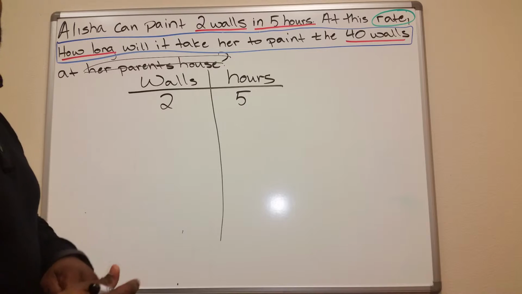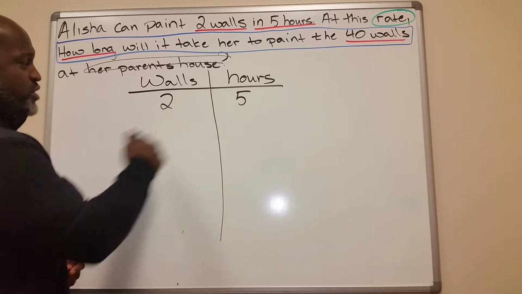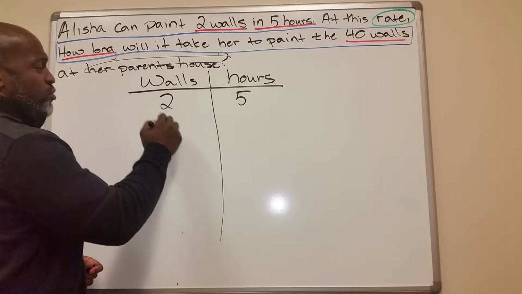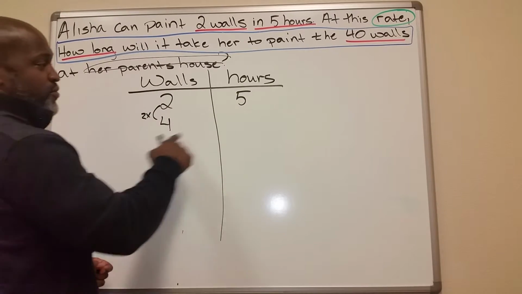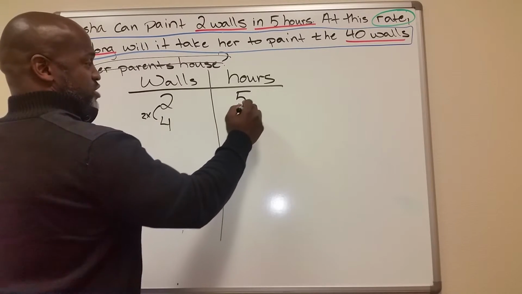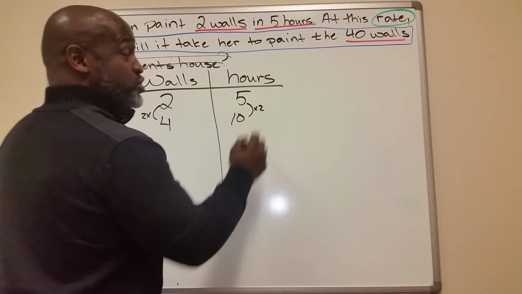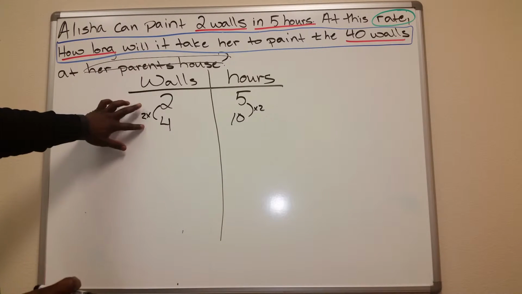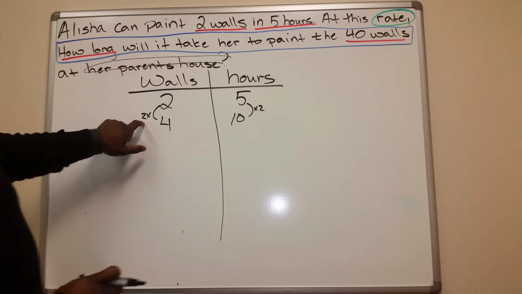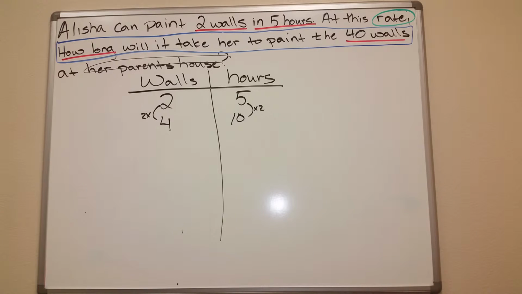Next, let's see, what can we do to solve this? We need to work our way up to 40. So one way we can do it, we just double this. So if 2 walls will take 5 hours, for 4 walls, I'm going to multiply this by 2. That's what doubling is. And I'm going to multiply this by 2 then also, because for this to stay proportional, hopefully that's a phrase that we've talked about before in class, whatever I do to the independent variable, I have to do to the dependent variable. So, okay, we got 4 walls in 10 hours.